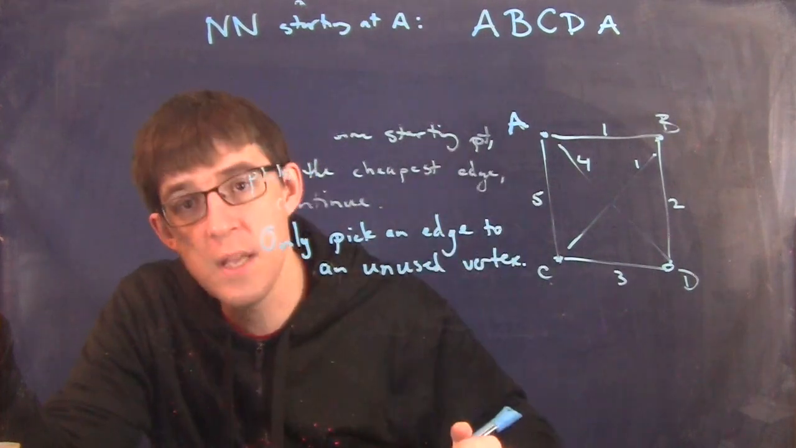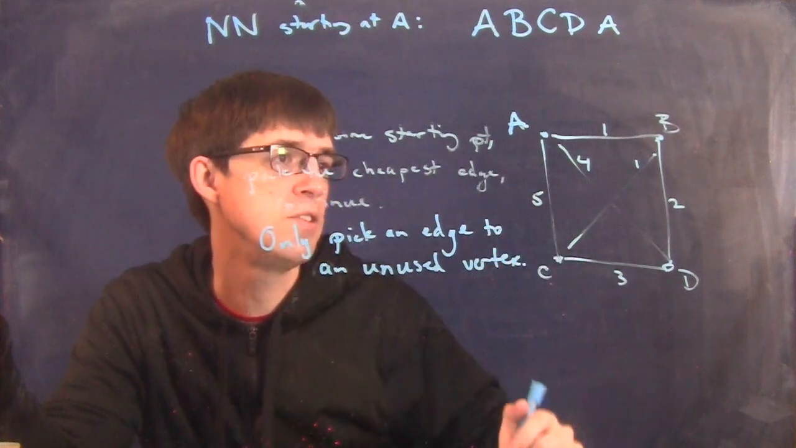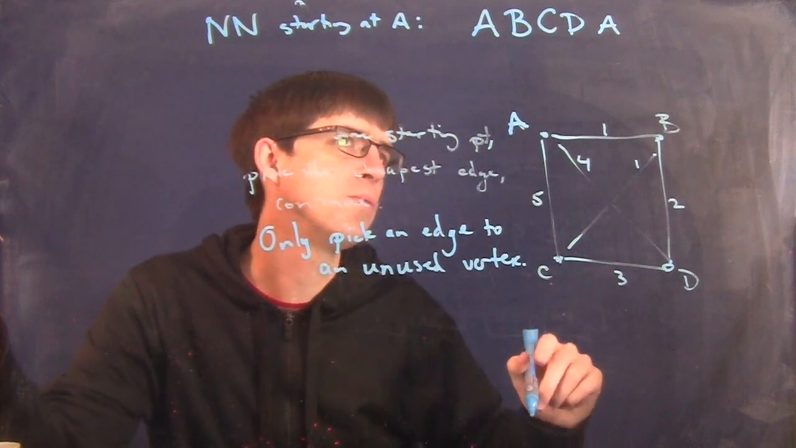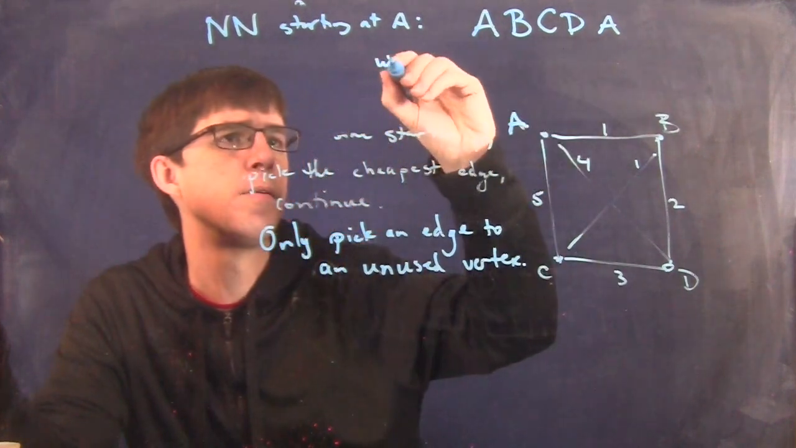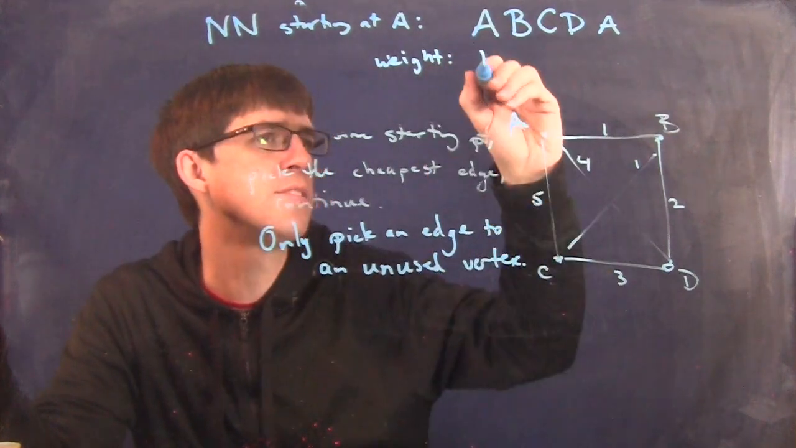This is the nearest neighbor algorithm. When you start at A, that's the circuit that you get. Just so we can compare things, what is actually the weight of this Hamilton circuit that I just chose? I went A to B, that's 1.